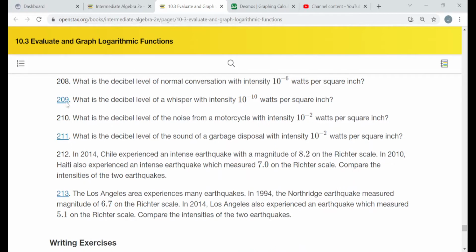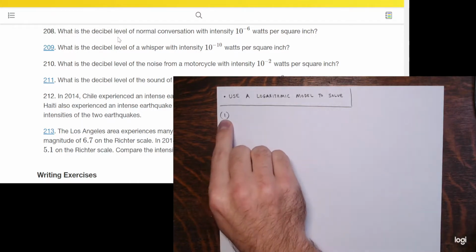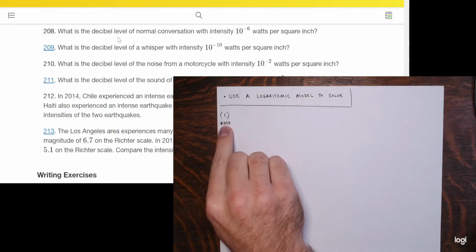The first one I'm doing is at the top here, exercise 208. We're asked, what is the decibel level of normal conversation with intensity 10 to the negative 6th power watts per square inch? Let me pull this up so you can still see question 208 on the upper left of the screen. I've got a piece of paper here that says example 1, number 208.